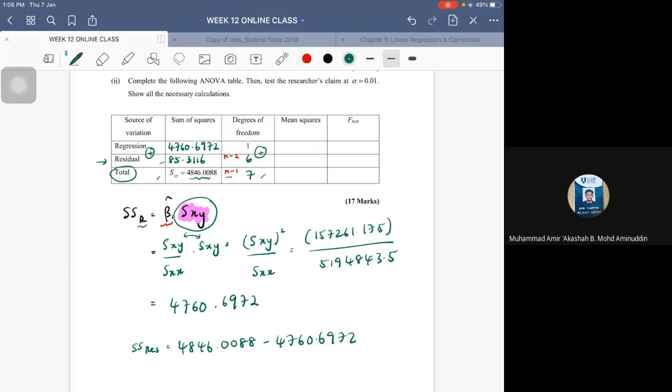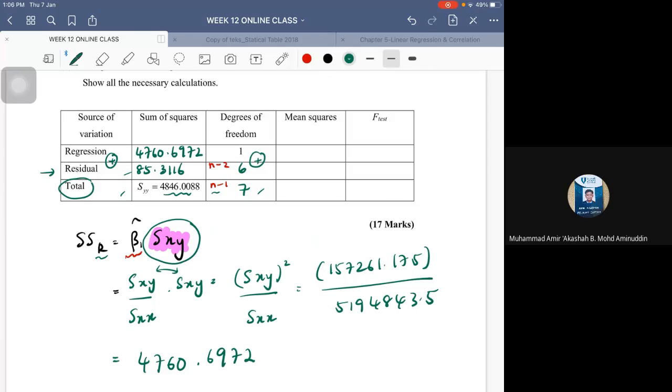Okay? So now that I already have this value, how do we find the mean square? The mean square is going to be exactly the same as what you have done in the ANOVA table, in the quiz, and in your exercise if you have done so. How do I calculate the mean square? I simply have to take the sum square divided by the degree of freedom. So here I will have 4760.6972. All right. So what about here? What about the mean square for residual? What is the value?